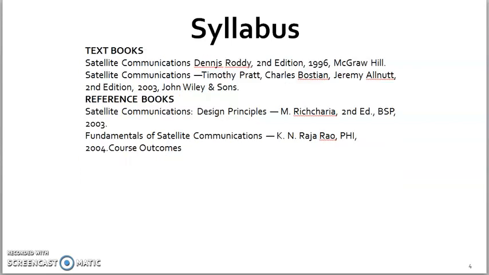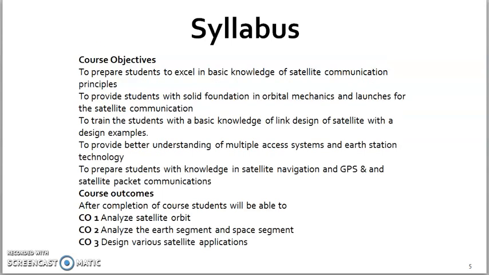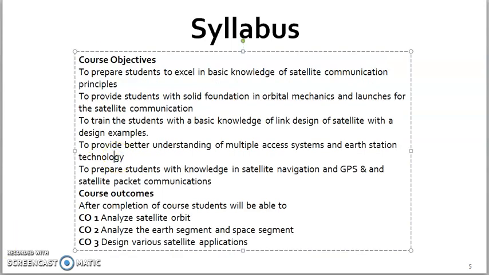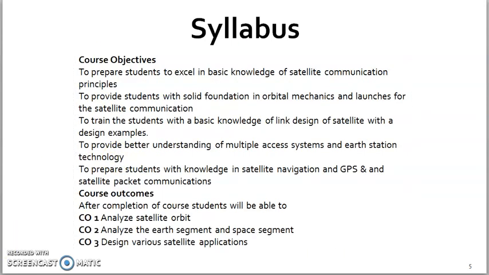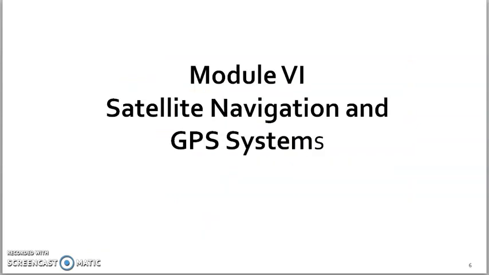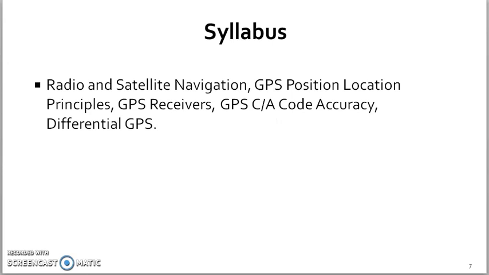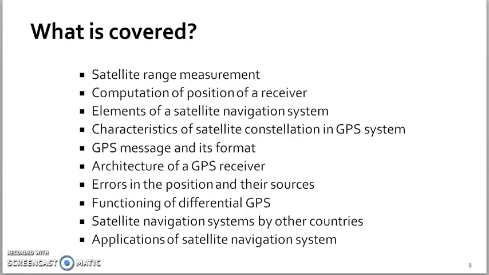Okay, we learn here. These are the textbooks and reference books required. What is the course objective of our complete syllabus? Here we start with our next module, radio and satellite navigation. We learn GPS position location principles, GPS receiver, GPS C/A code, accuracy, and differential GPS. This is the syllabus we have in this module.